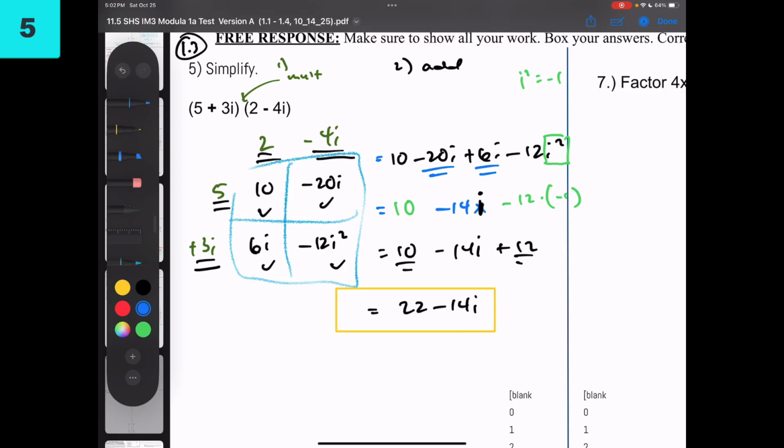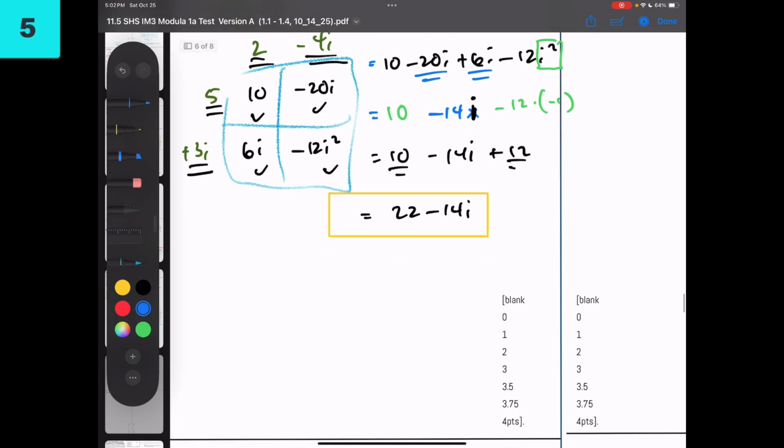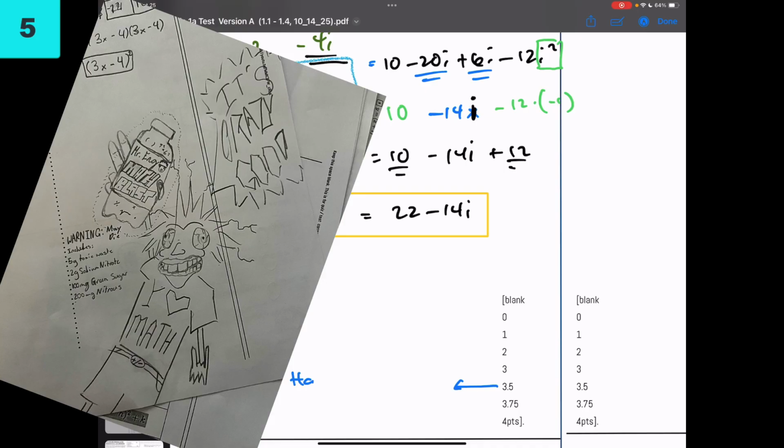Some partial credit. 3.5 points if you got negative 12i squared. And that means you didn't understand what i squared was equal to.